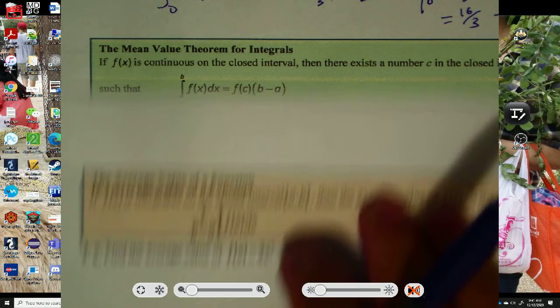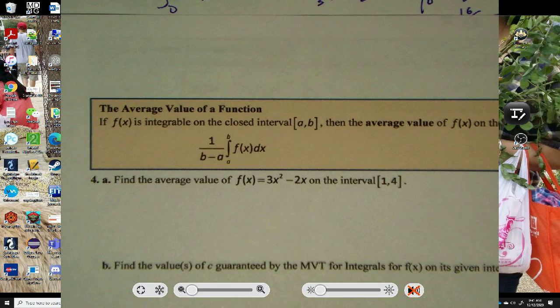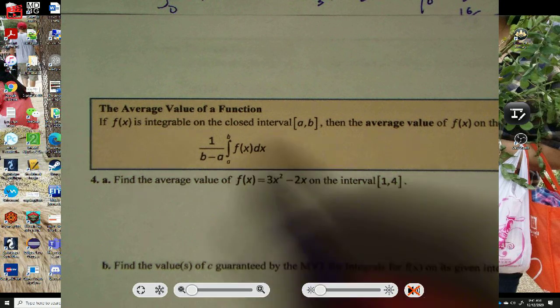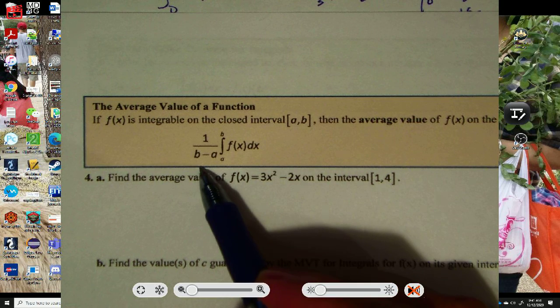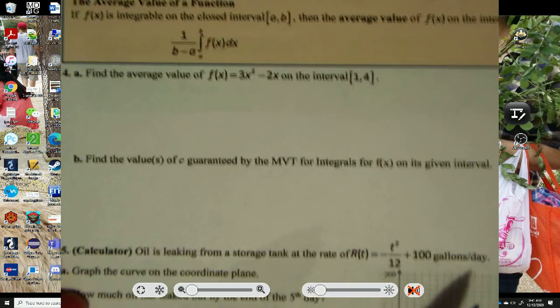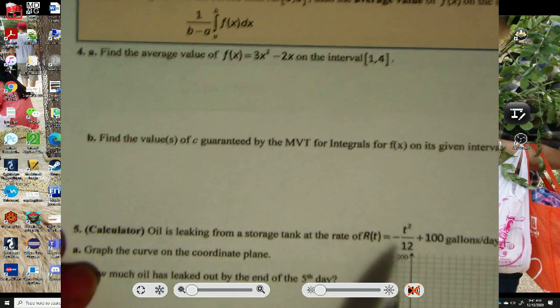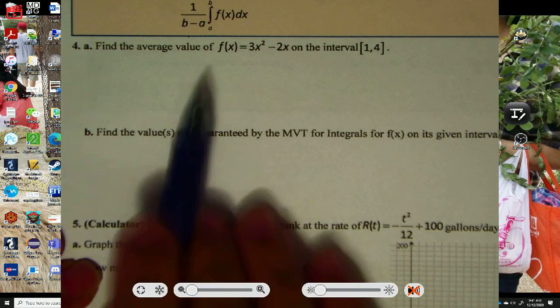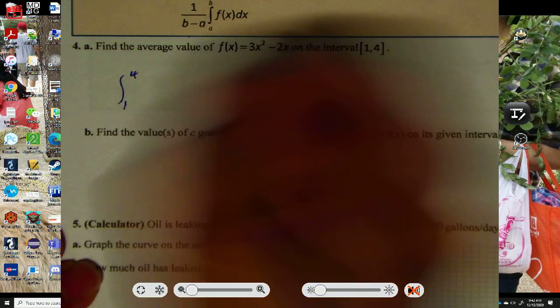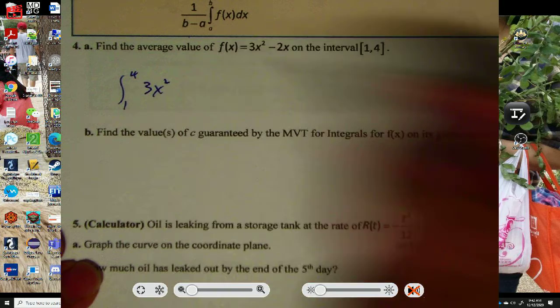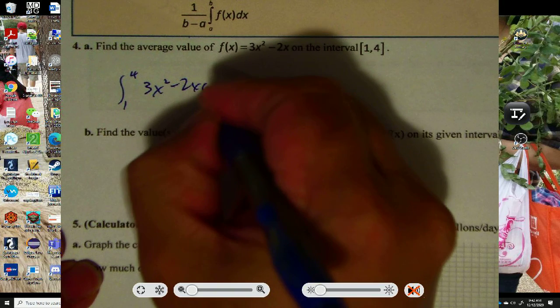But we're more interested in just finding the average. So when we want the average value of a function on an interval, we take the integral on that interval and divide by the length of the interval. So that's pretty straightforward, as much as anything can be straightforward in calculus. Find the average value of this on that interval. So we're going to go from 1 to 4, and we're just going to integrate that: 3x squared minus 2x dx.